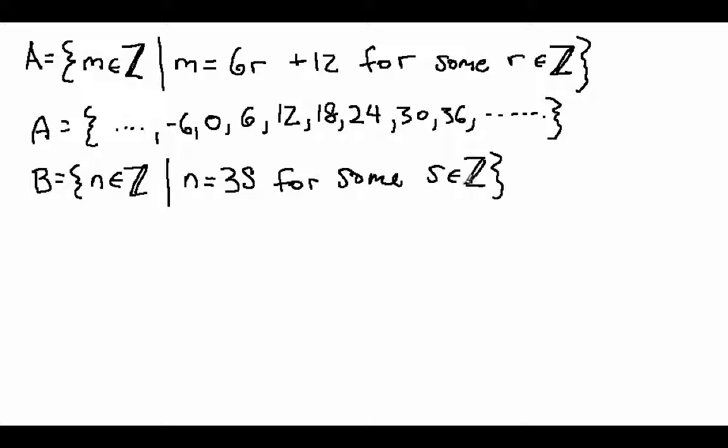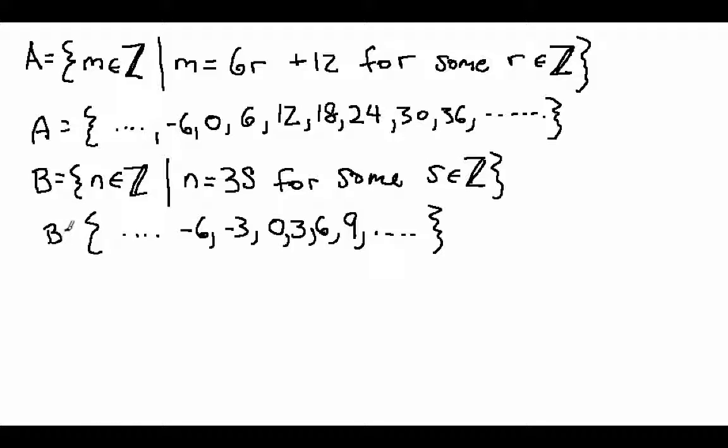Well, for any s contained in Z, if s is 0, 3 times 0 is 0. And if s is 1, then 3 times 1 is 3. And if s is 2, it looks like I get a 6, and then 9. It looks like it goes on that way. And I can start sticking in some negative integers here. If I stick in a minus 1, I get minus 3. If I stick in a minus 2, I get a minus 6. And I think I'm seeing a pattern here. So that's what B looks like.